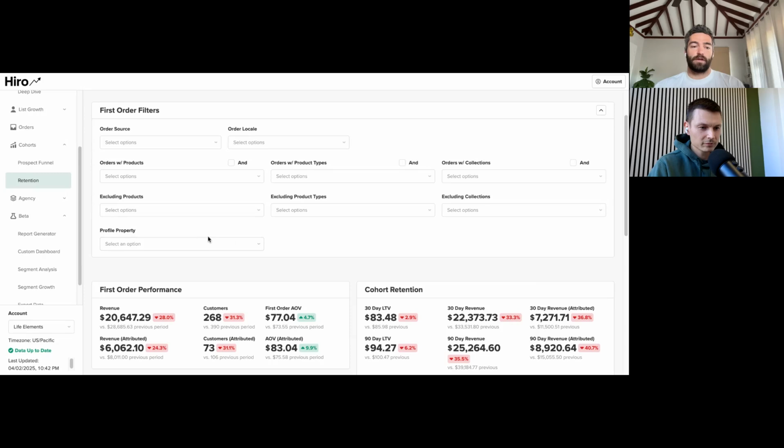I think the second is looking at profile properties. One really specific instance is the pop-up that you're using on site, right? If you're using a third-party pop-up or Klaviyo, you're very automatically, honestly, adding a profile property to every profile that goes through a specific pop-up.